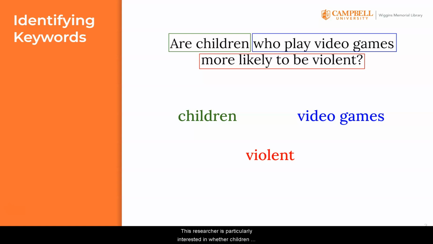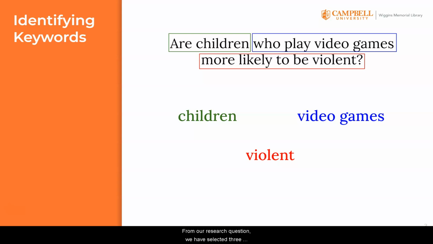This researcher is particularly interested in whether children who play video games are more likely to be violent. Basically, they want to know if there is a correlation between video games and violence. However, we do not need to include the phrase more likely as a keyword when we search the database. The researcher will use the information he or she finds to determine the correlation between video games and violence.